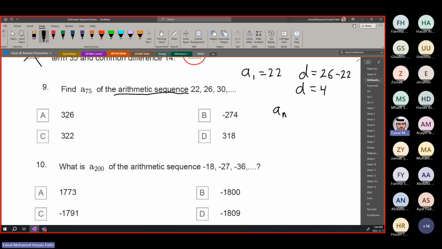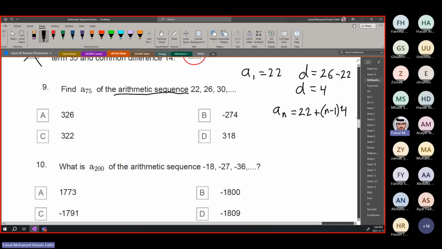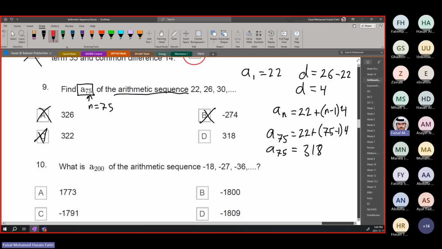Your AN equation is going to be 22, A1, plus N minus 1 times D. In this case, D we already know, which is 4. What is our N? It says find A75, so we know that N is equal to 75. So A75 is equal to 22 plus 75 minus 1 times 4. If we put this all in the calculator, 22 plus 74 times 4, it's going to give 318. Not this, not this, not this, 318. That's your final answer. All right.